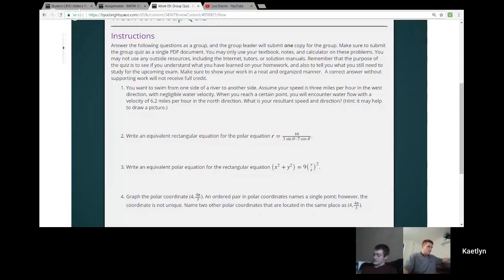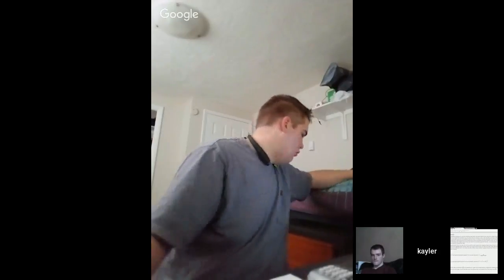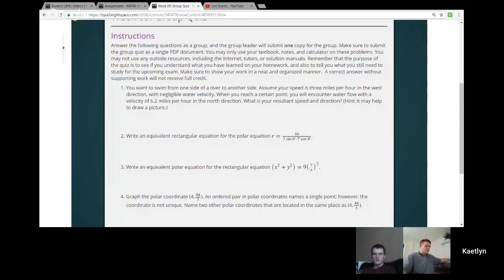Dang. Right. The polar equation. An equivalent polar equation for the rectangular equation x squared plus y squared equals 9, and y over x squared. So that is r squared equals 9, and y divided by x. I don't think we can do much with the y divided by x. Even though they're squared, it doesn't give us anything we can manipulate. We could put sine and cosine in there, but I don't think that would help us any.